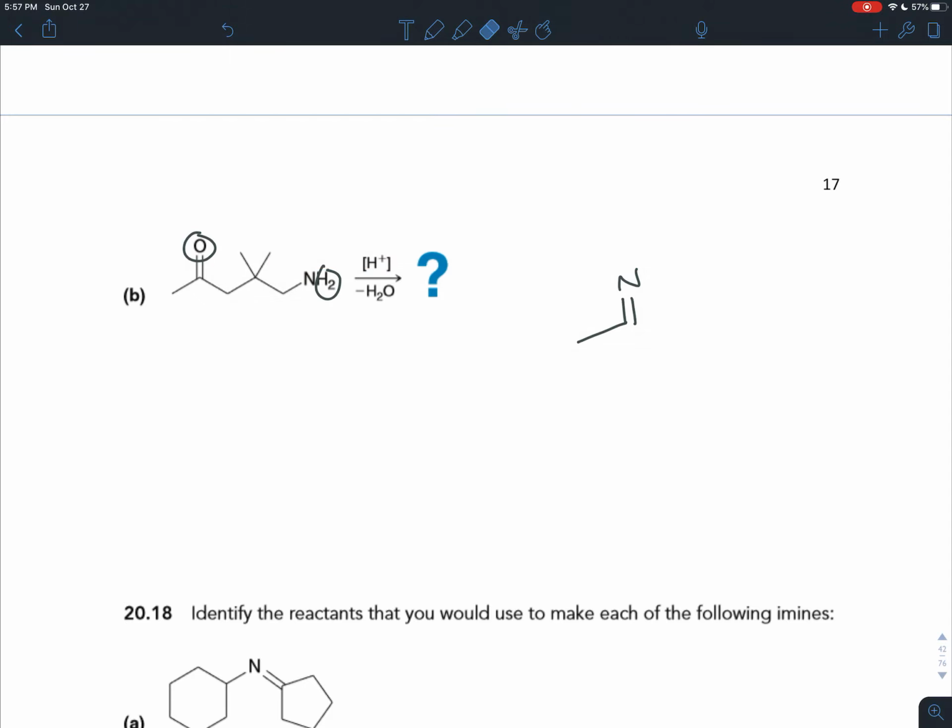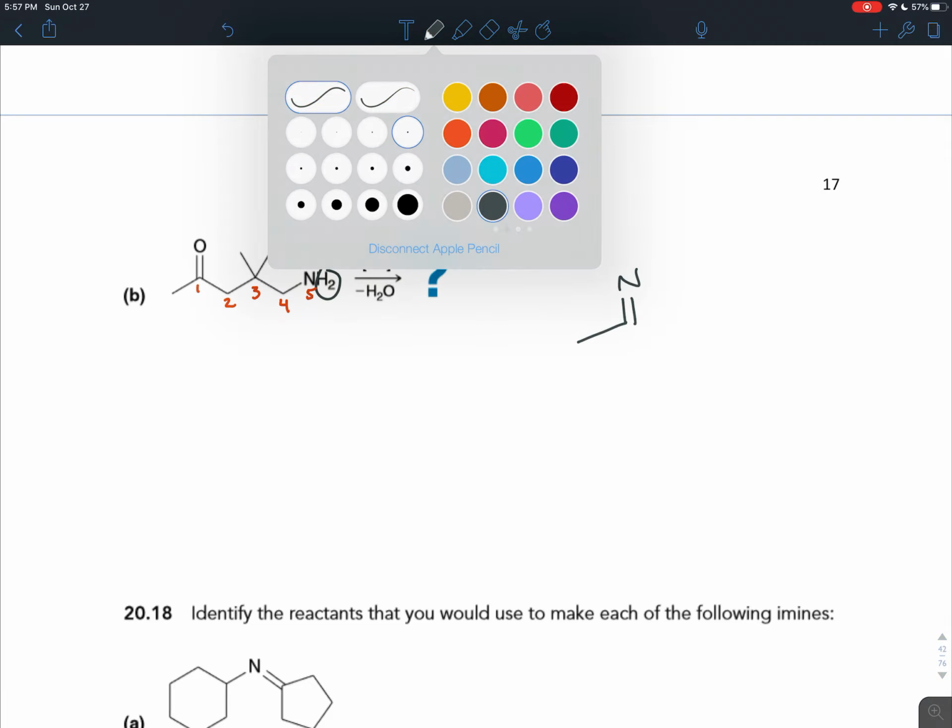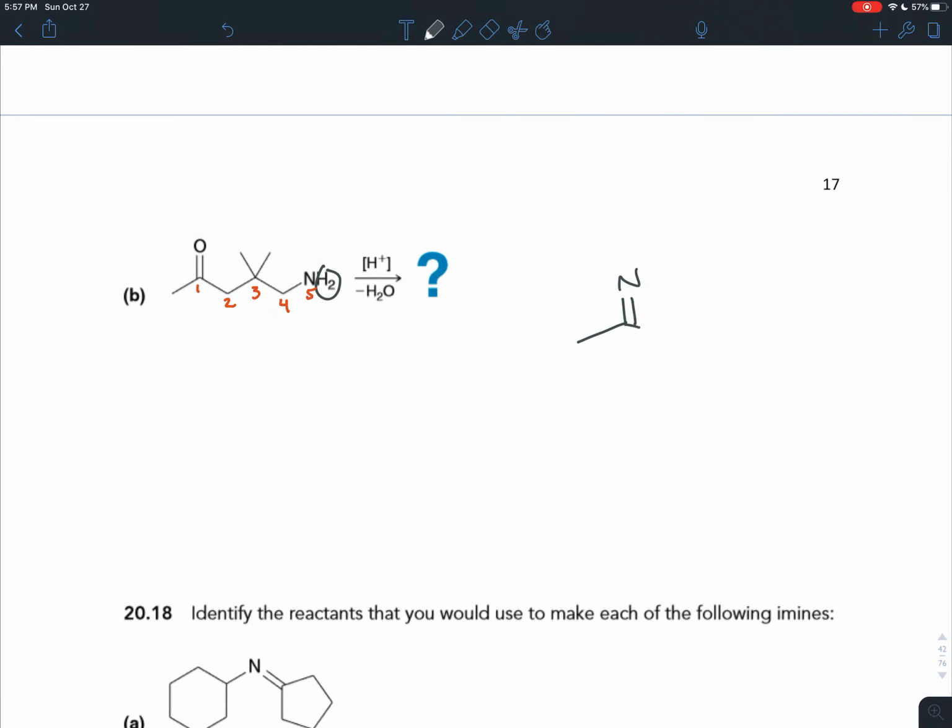So how many atoms are we going to have in this ring? We know it's going to form a ring because it's intramolecular, but how many atoms? We know this carbon is going to be there. We know each of these other carbons is going to be there, and the nitrogen is going to be in the ring. So it's going to be a 5-membered ring.